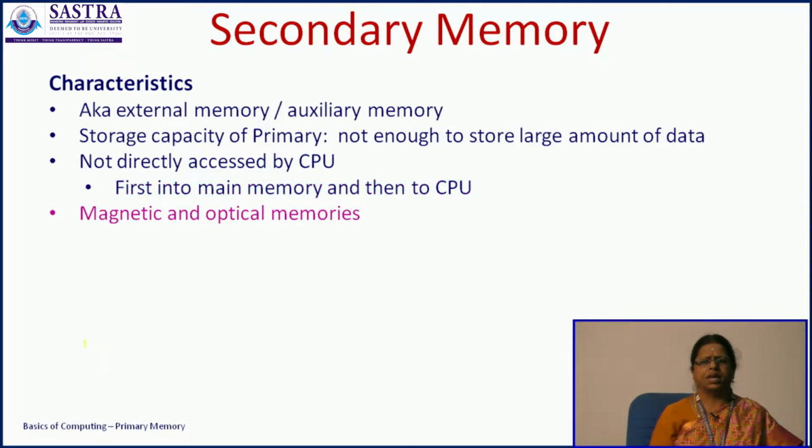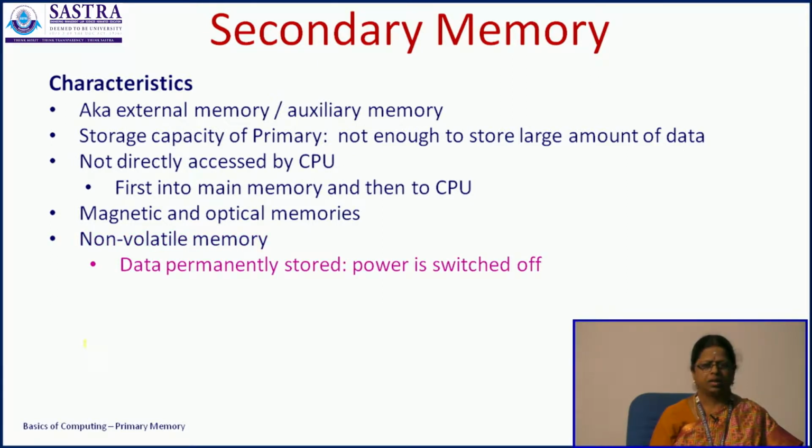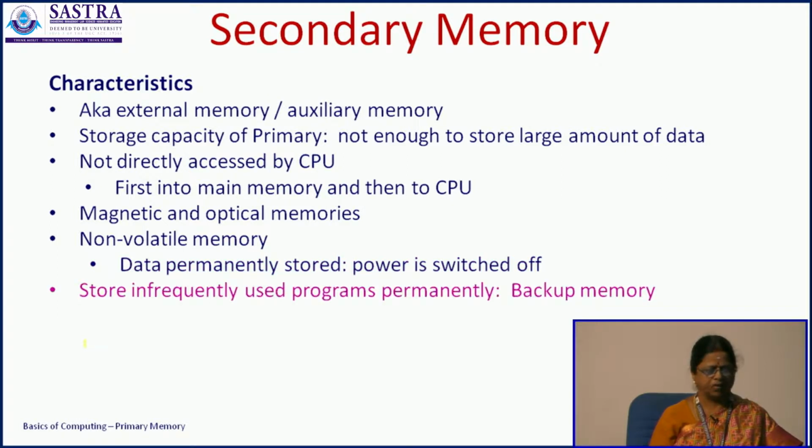Secondary memories are magnetic and optical types of memories. They are non-volatile in nature. As you have already seen, volatile means when the power goes off, the data is lost. But when we say non-volatile, it means that when the power goes off, the data is retained. What I meant is, the data is stored permanently even after the power is switched off.